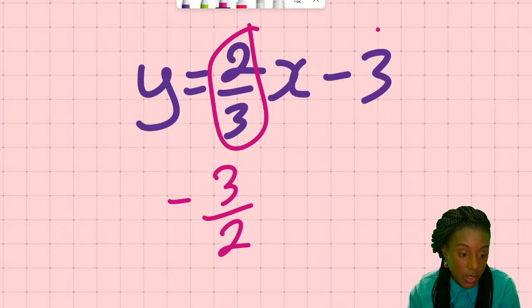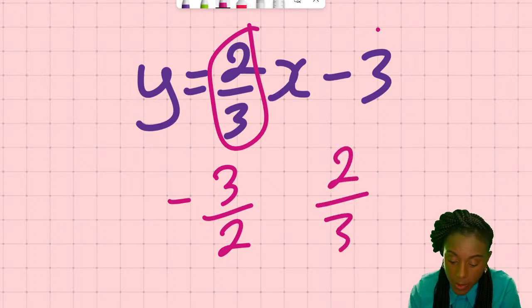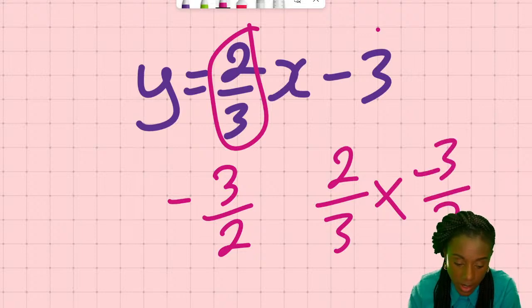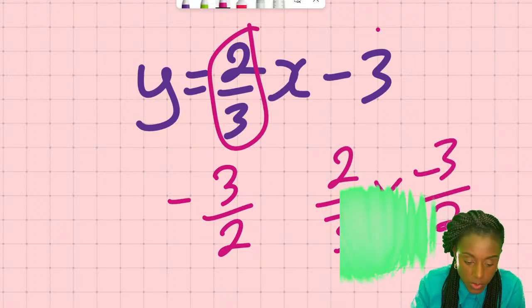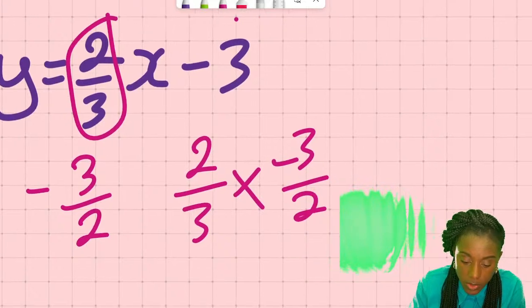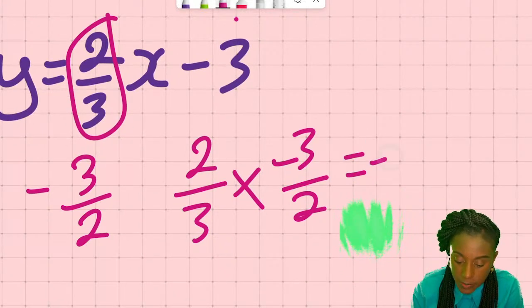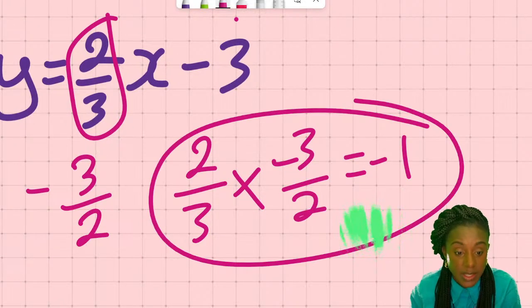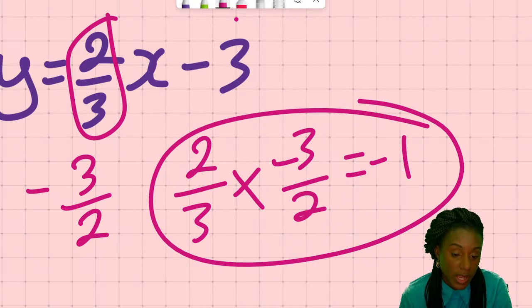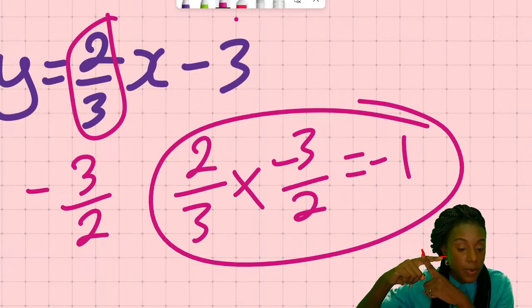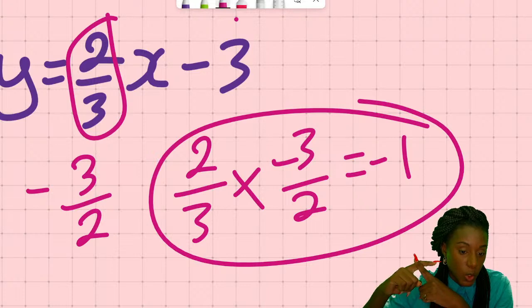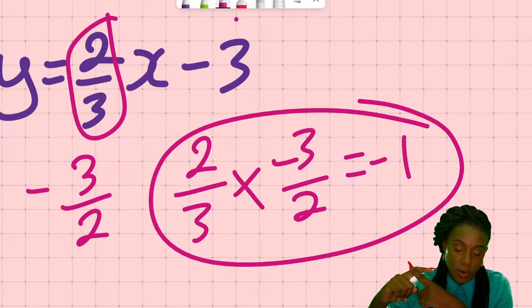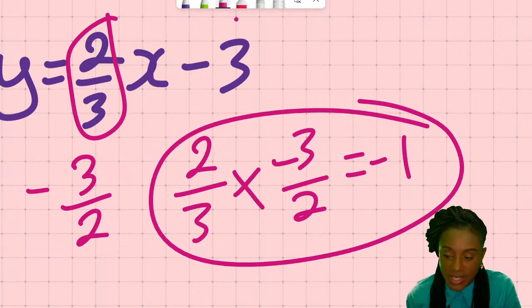So negative 3/2. The reason why we are doing this is simply because 2/3 multiplied by negative 3/2, once you multiply this, your result will be -1. This is the case whenever two straight lines are perpendicular: the product of their gradients will always be -1. Okay, so let's get to the next question.